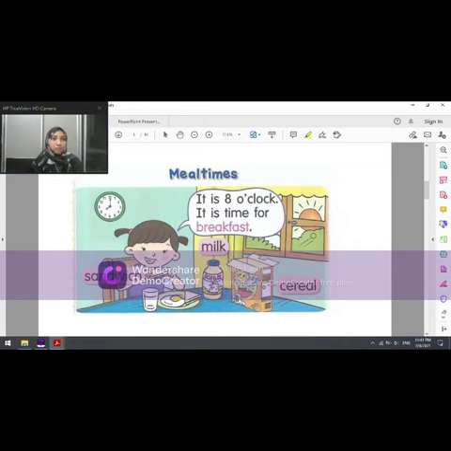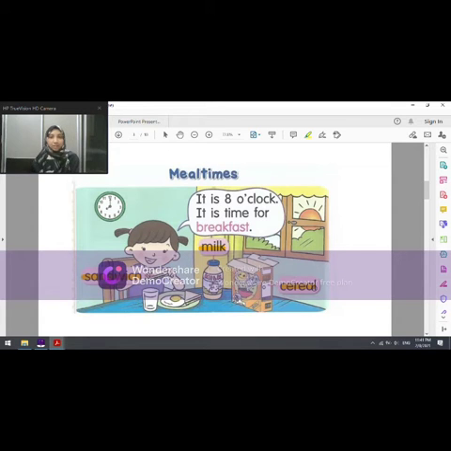Then we have to focus on the food that are on the table. First we have sandwich. This is the sandwich. Sandwich also in Malay we call it as sandwich. Second, we have milk. This is a bottle of milk. Milk in Malay is called susu. Next we have a box of cereal. See? This is the cereal. Or in Malay, cereal is called biji ring.